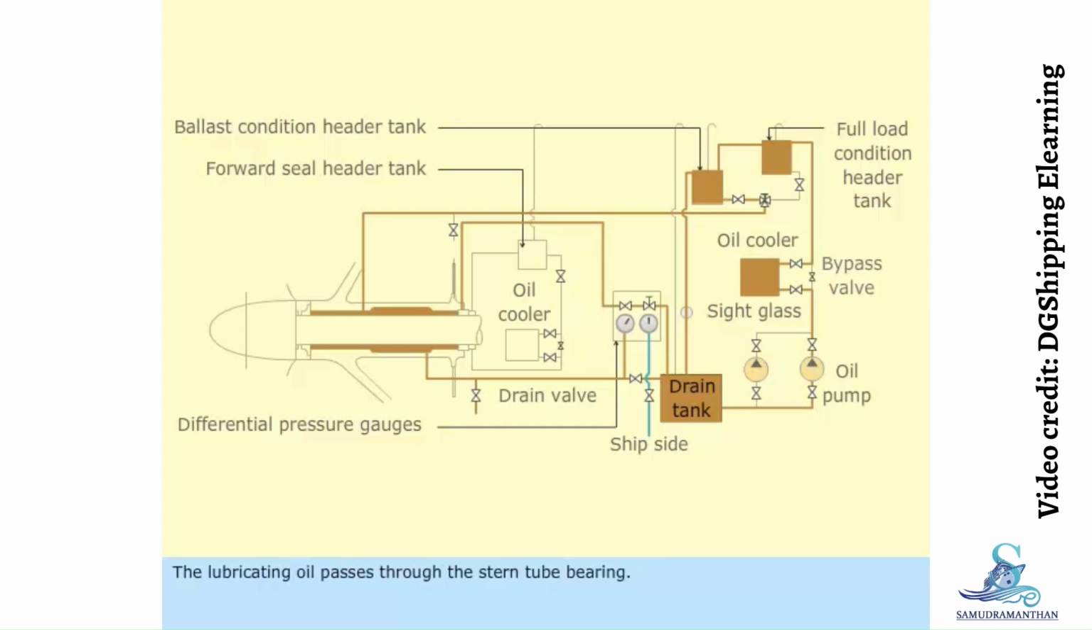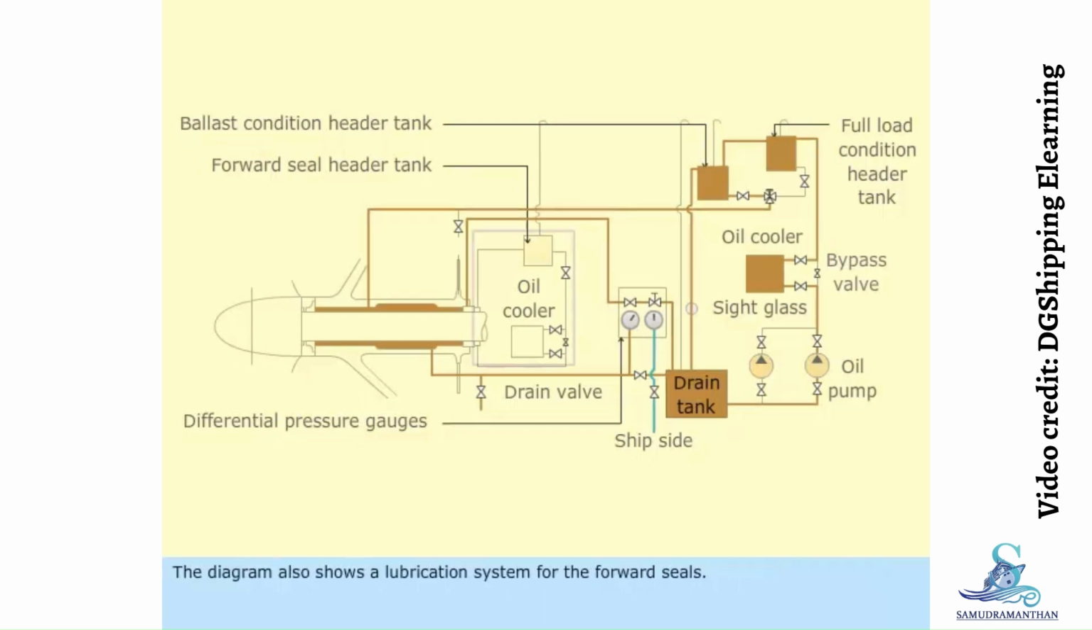The lubricating oil passes through the stern tube bearing. The oil pressure is sufficient to generate hydrodynamic fluid film lubrication. Since static head generates oil pressure, it is sometimes referred to as static lubrication. The diagram also shows a lubrication system for the forward seals. The oil circulation within forward seals is achieved by natural convection.